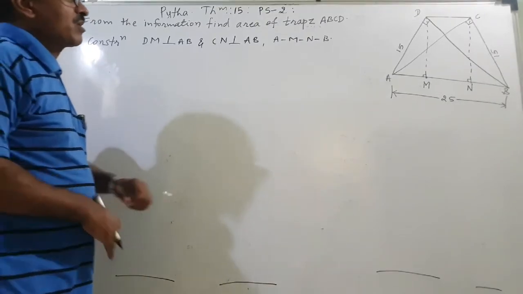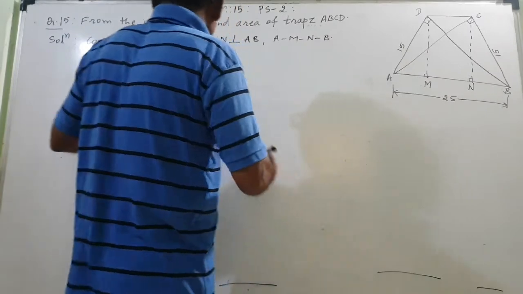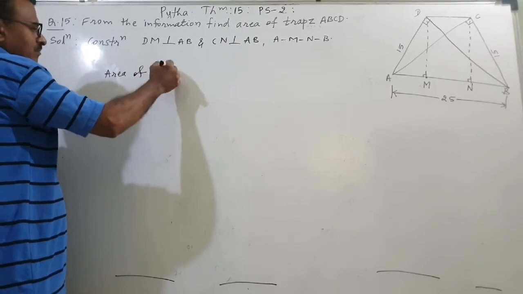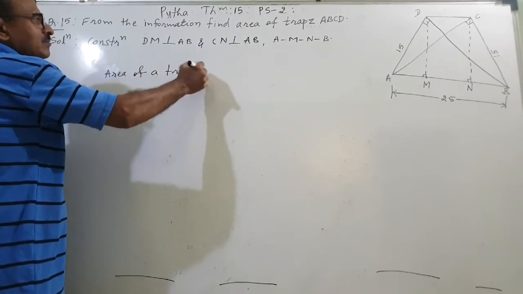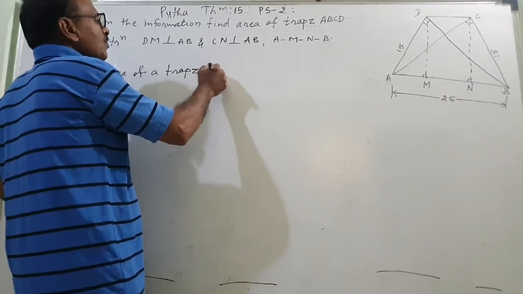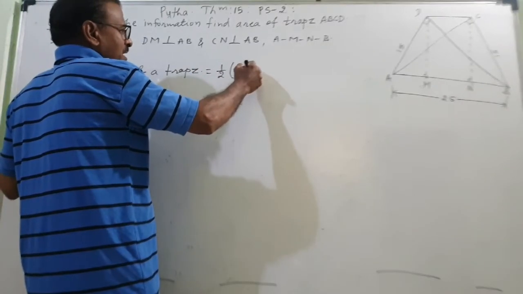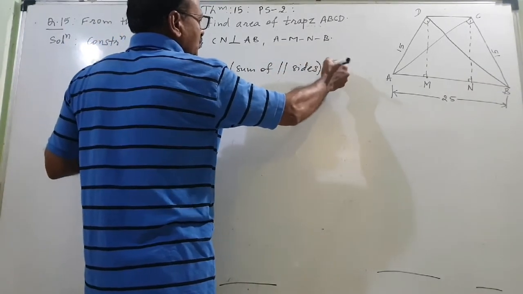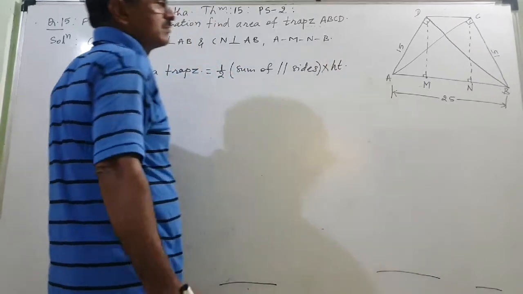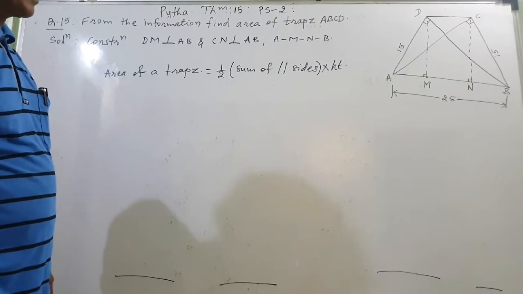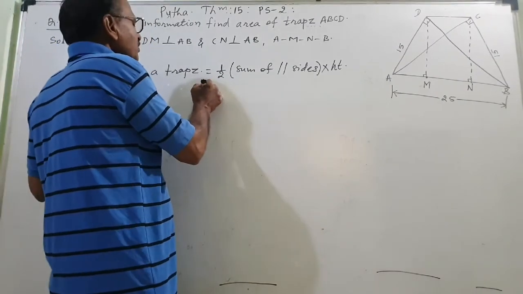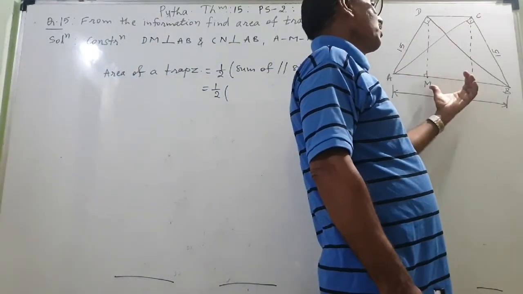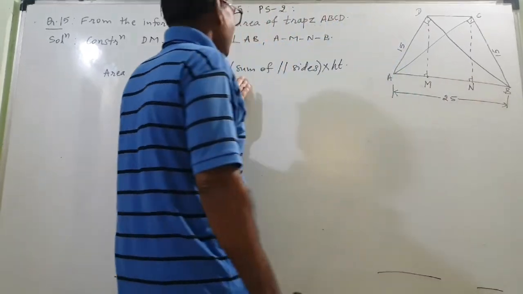What I want is the area of the trapezium. Area of a trapezium is equal to 1 upon 2 into the sum of parallel sides into height, the perpendicular distance between the two parallel sides. So I will try to find 1 upon 2 into the sum of parallel sides. This side I don't know, this side I know. So I can't find the sum of the parallel sides.